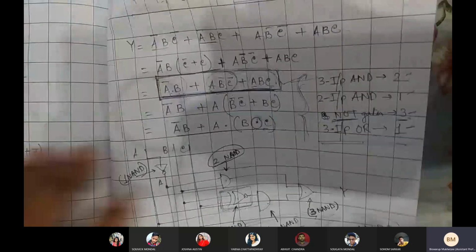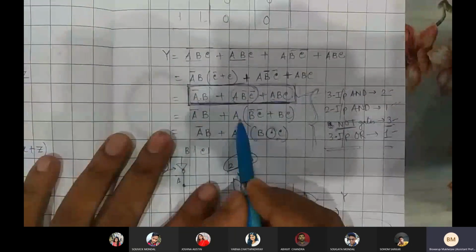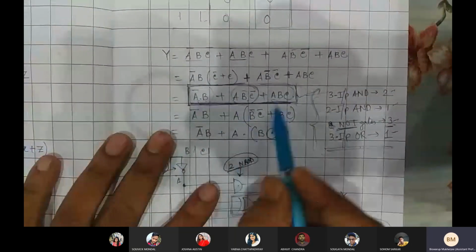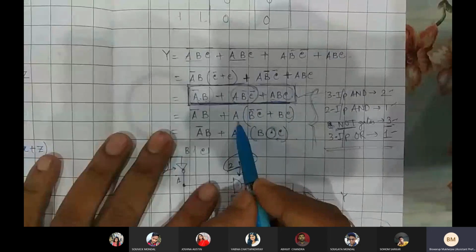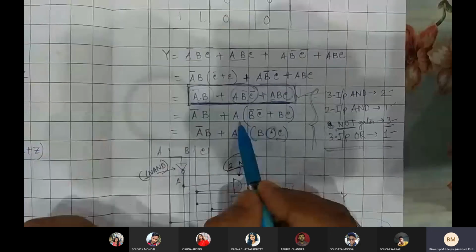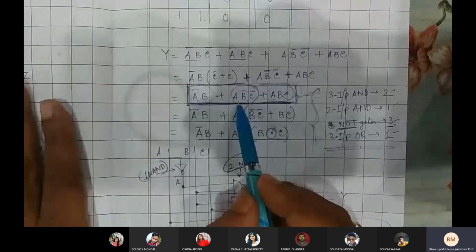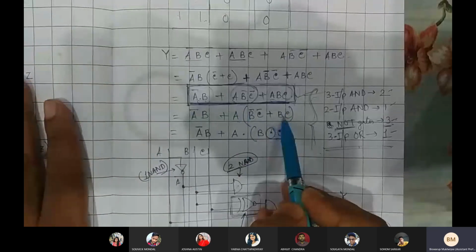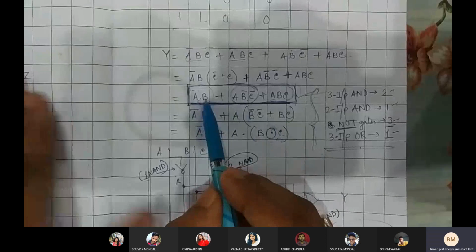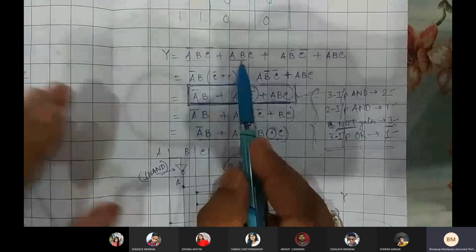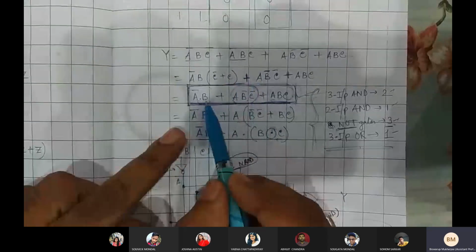Even if we are not going to take common of A, we could have taken A common from here, but we will not be going for that one, because if you are taking common of A, it is not at all minimizing. Make sure about this one. The terms are not minimizing, right? So this is something minimization. One C pointer was there, that has been removed. Okay, that has been minimized.